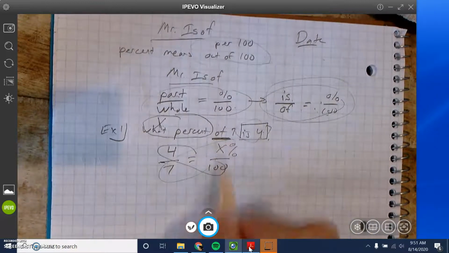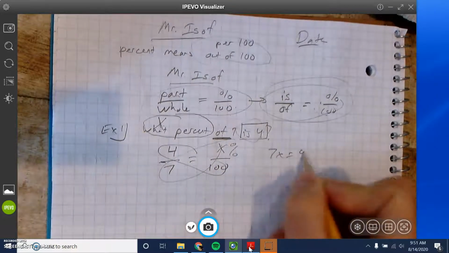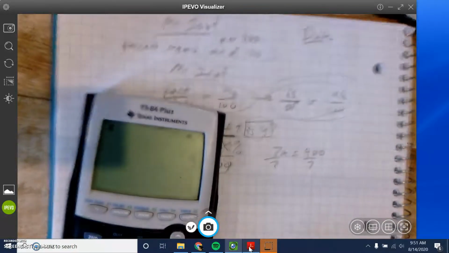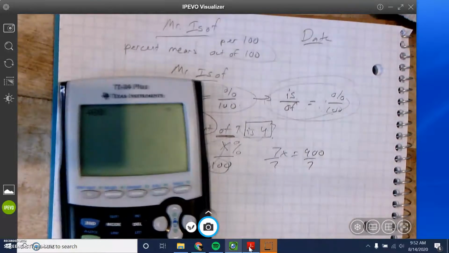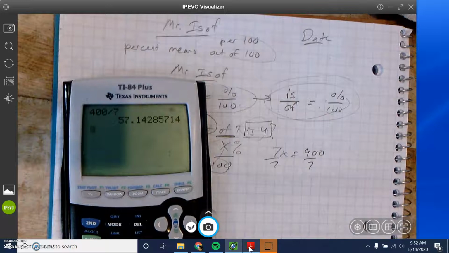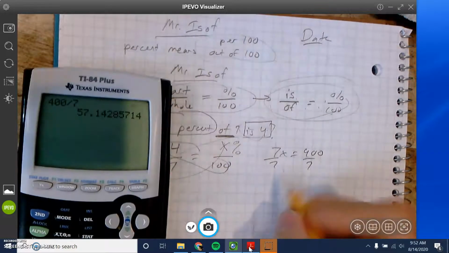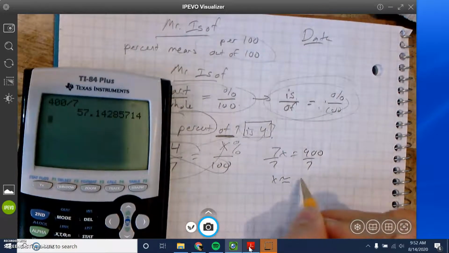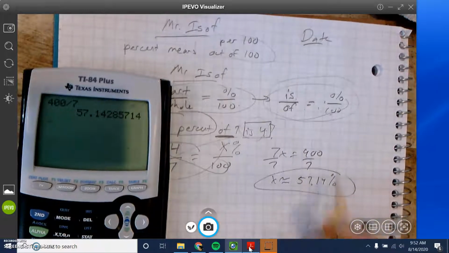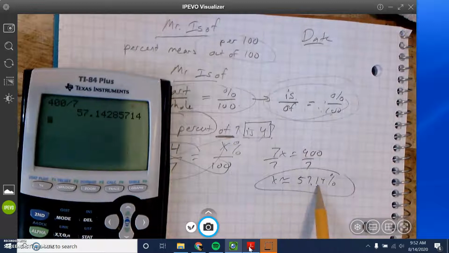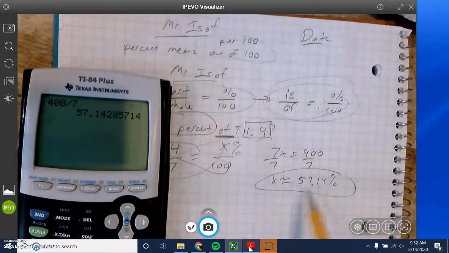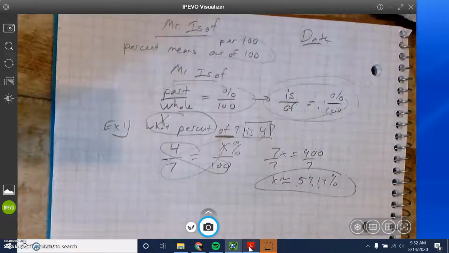So, cross multiply. 7x equals 4 hundred. Divide by 7. Get your calculator. 400 divided by 7, and you get 57.14 about. So x is about 57.14%. Why do I say this squiggly means about? Because I estimated here. This is the actual. Okay, so that is the answer for the first one.